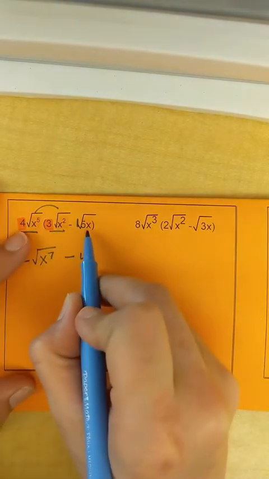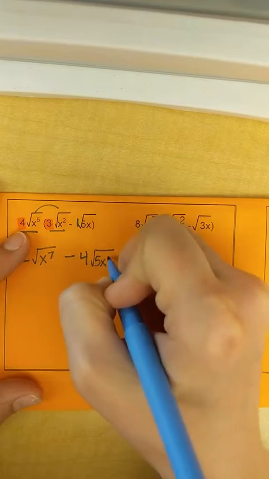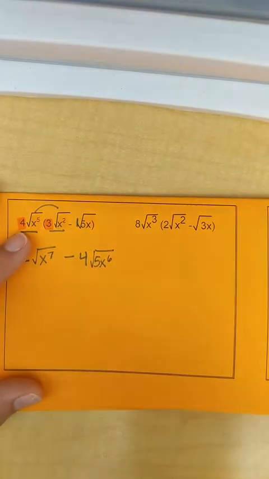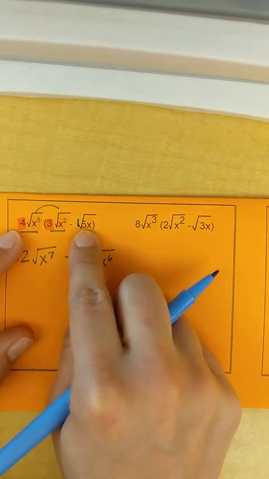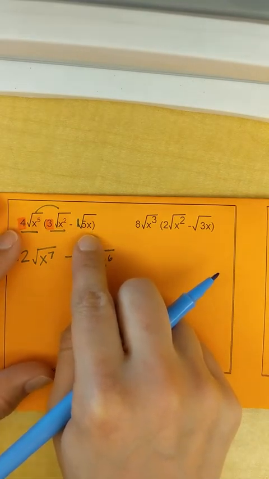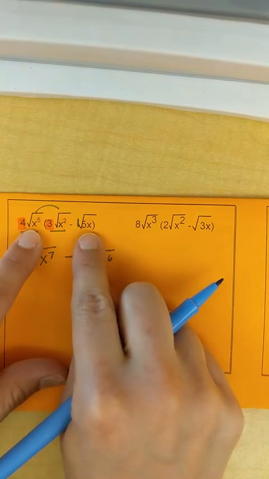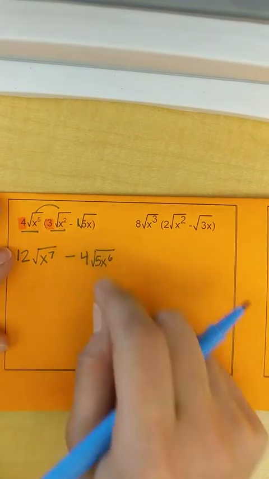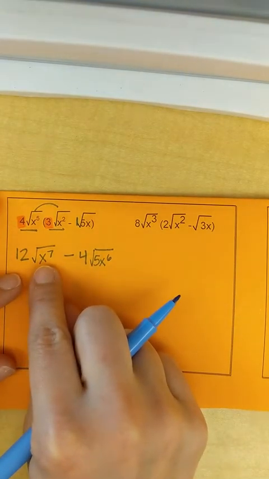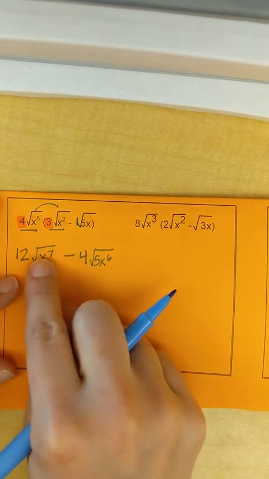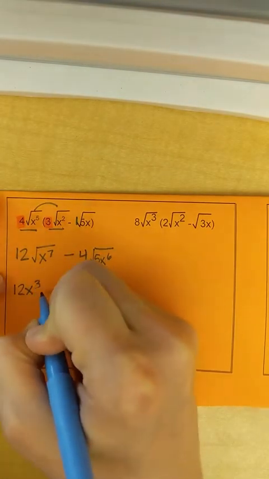X to the 5th times 5x is going to give me the square root of 5x to the 6th. This is really tricky because a lot of people want to take that 5 and multiply it with the 4 because they're whole numbers. But remember, whatever's inside multiplies with whatever's inside. So x to the 5th multiplies with 5x, or square root of 5x. Now, if we look at what we can simplify, I have an x to the 7th. If you think about how many pairs that is, that's going to be 3 pairs. So this is going to become 12x to the 3rd square root of x.